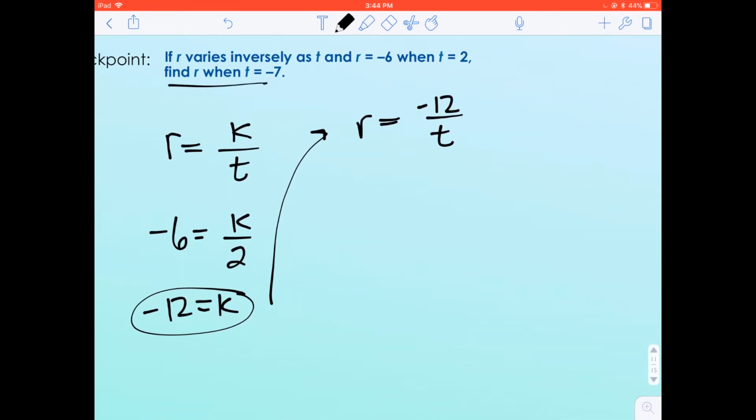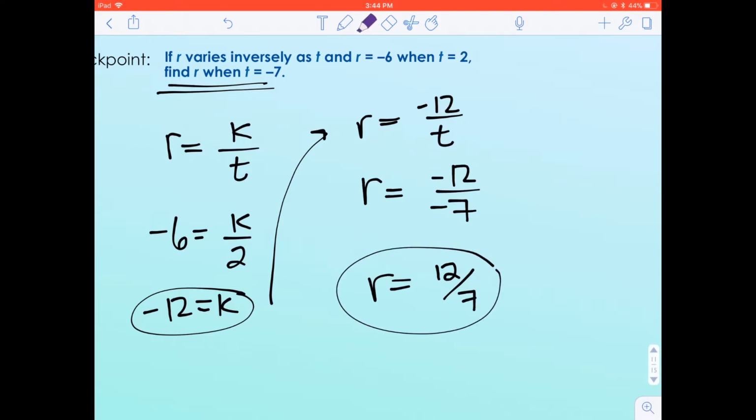And then it says to find R when T is -7. So we have R equals -12 over -7. Can't really simplify that, so that's our answer. We can get rid of that negative though. We'll have 12 over 7. And that's our answer.